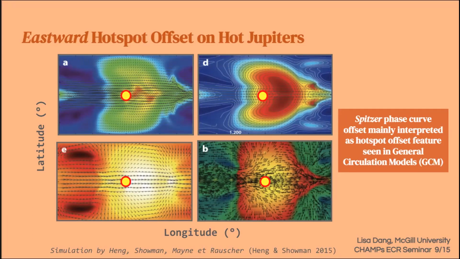And it turns out the first few published Spitzer phase curves, whose thermal maps are not here, all have shown to exhibit some kind of eastward offset, or an offset that is consistent with 0. And so these features were largely interpreted as evidence for the feature that we saw in these GCMs.